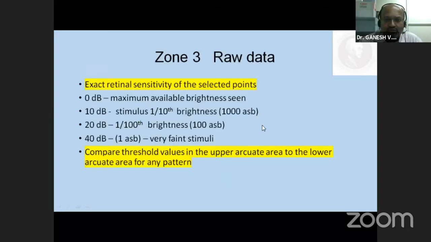Raw data is very important. It is the exact retinal sensitivity of the selected points, and you can always compare the threshold values in the upper arcuate area to the lower arcuate area for any pattern, because as we all know, primary glaucomas are a disease of asymmetry, not only asymmetry between the eyes, but asymmetry within the eye also.